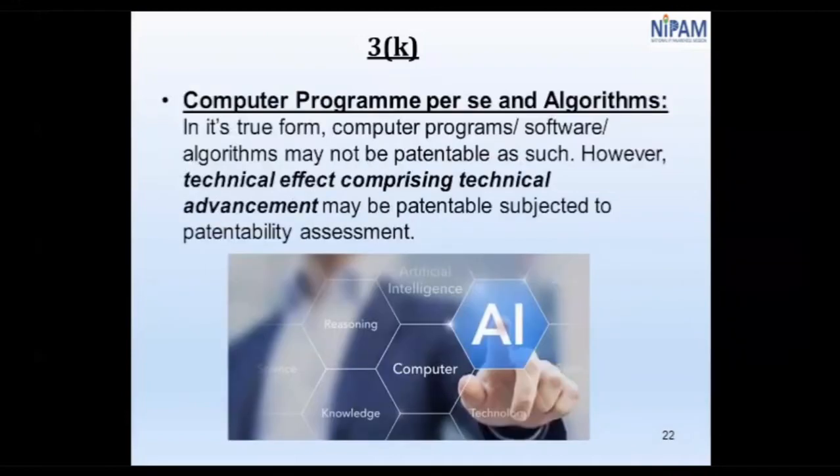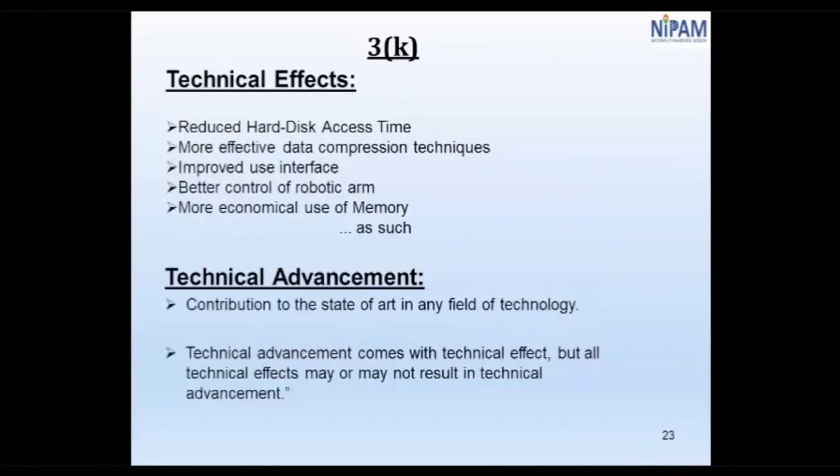Okay, here we use the term technical effect comprising technical advancement. It is important with a computer program. Then the question arises, what are the different technical effects which we can see when we apply for the patent for the computer program? So these are the technical effects which can be seen.